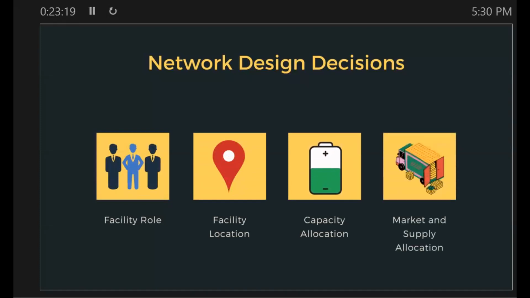For the market supply, what are the types of market that will be served? What are the needed supplies to support the said facility?